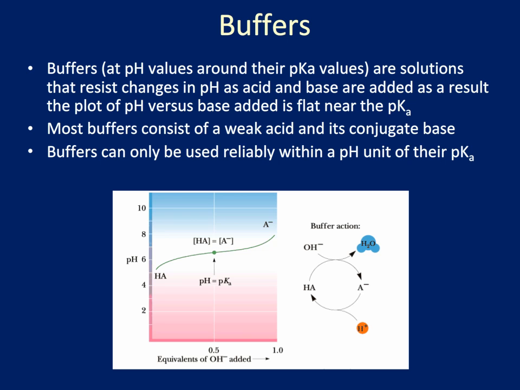So buffers at pH values around their pKa values are solutions that resist changes in pH as acid and base are added. The plot of pH versus base or acid added is flat near the pKa, as shown in the figure below. Buffers are used to maintain the pH of a solution, especially one in which a reaction is occurring, such as your enzymatic reaction.